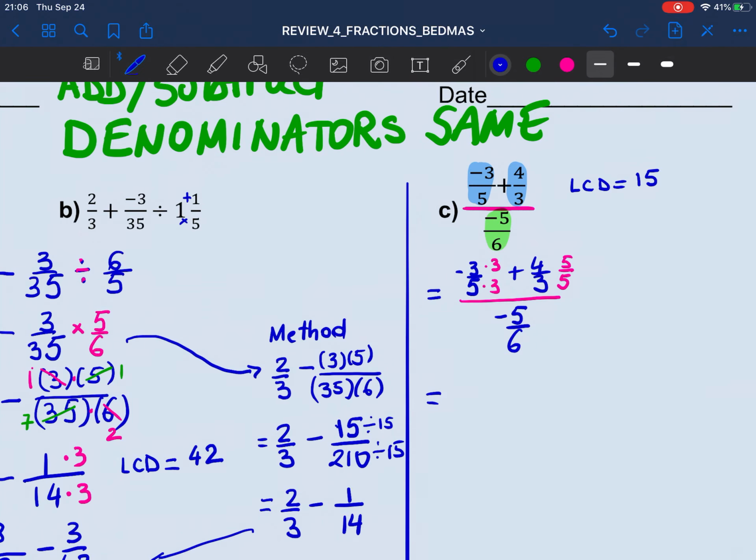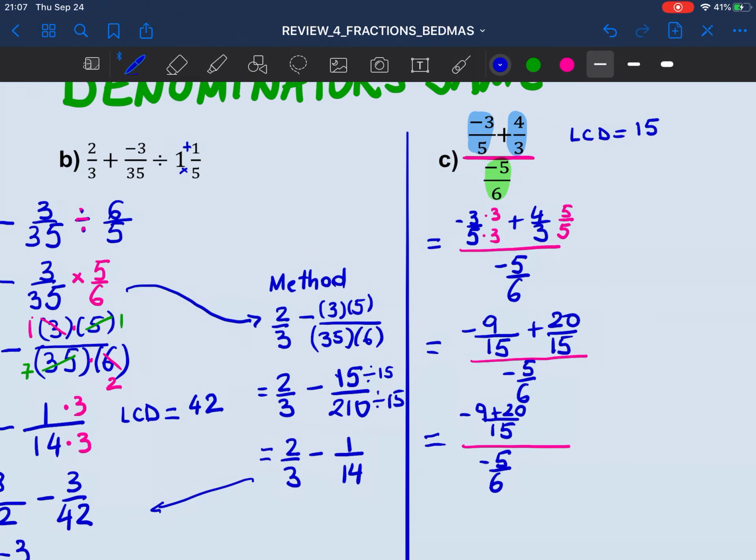So now we have to simplify each fraction in the numerator. So we have negative 9 over 15 plus 20 over 15. And then everything over negative 5 over 6. We still have work to do in the numerator here, so let's bring them together. We have the big red fraction and negative 9 plus 20 over 15 divided by negative 5 over 6.